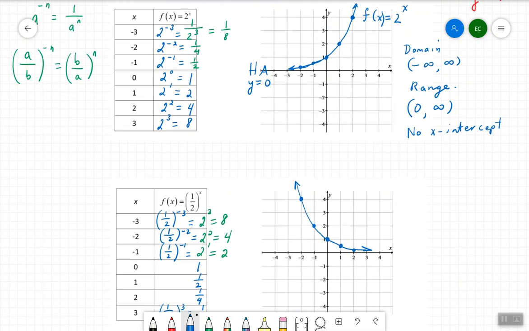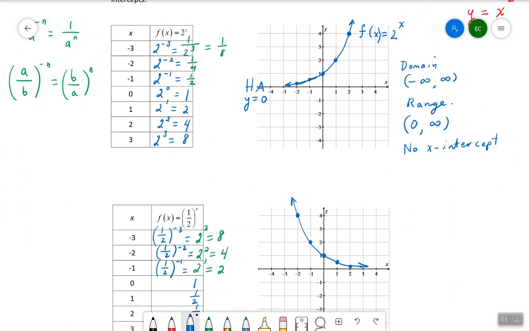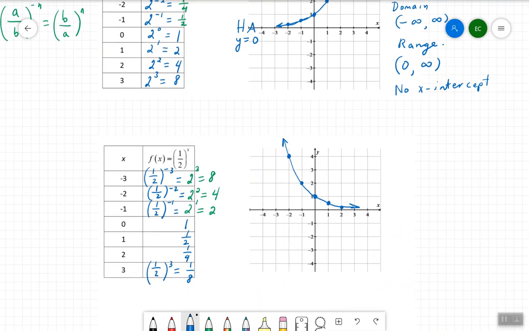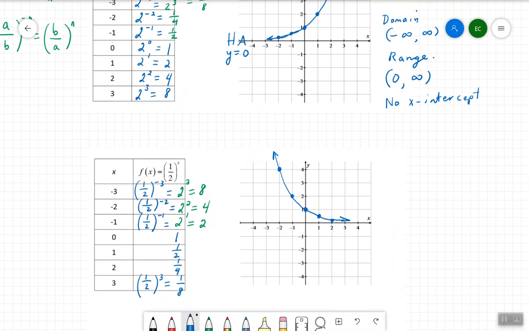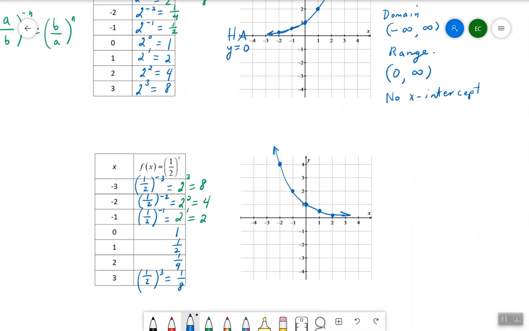It looks very similar to the first graph. The only difference is, I guess it's a reflection over the y-axis. It's a horizontal reflection of the original graph. Okay, so at any rate, the domain and the range will be the same as before. Domain is all real numbers, and the range is the positive real numbers.